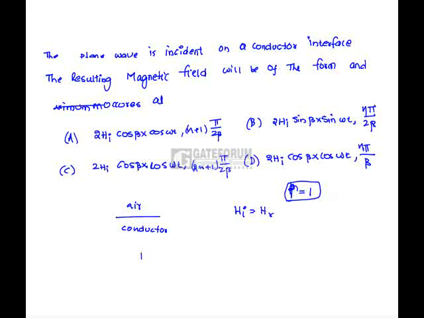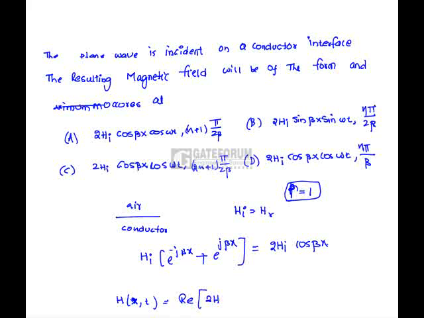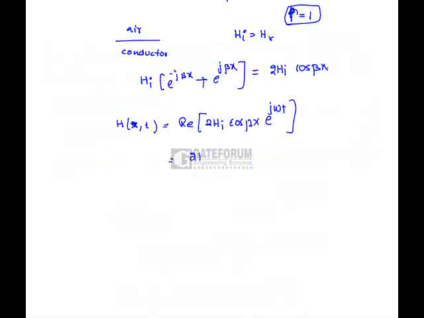So Hi e power minus j beta x for the forward traveling wave, plus the reverse traveling wave Hi e power j beta x, is equal to 2 Hi cos beta x. So the wave in terms of x comma t is written as the real part of 2 Hi cos beta x e power j omega t, which is nothing but 2 Hi cos beta x cos omega t.